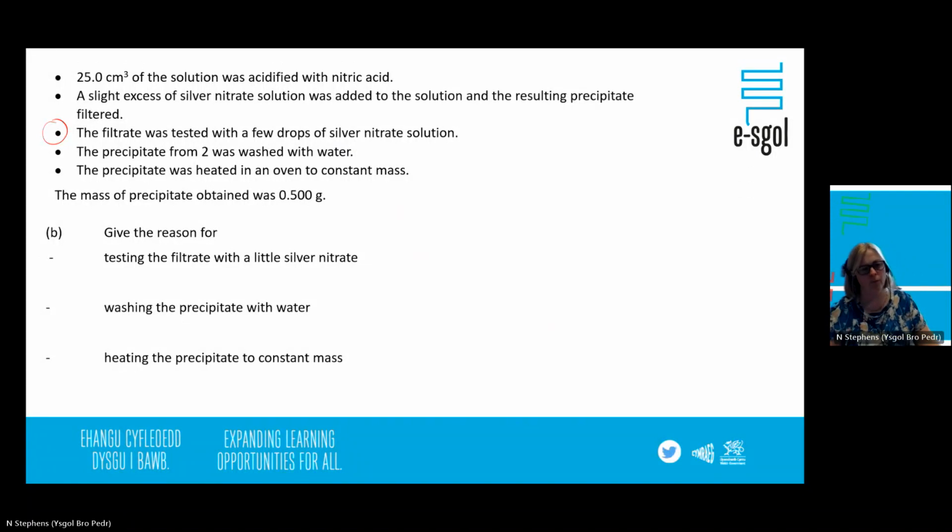Okay. Why do you wash the precipitate with water? Well, as is the case in most reactions, you will have some impurities present, and the purpose of washing then is to make sure that you're getting rid of any soluble impurities at that point. So by washing it with water, any soluble impurities will be washed away from that precipitate, leaving it in a more pure state. Why would you heat the precipitate to constant mass?